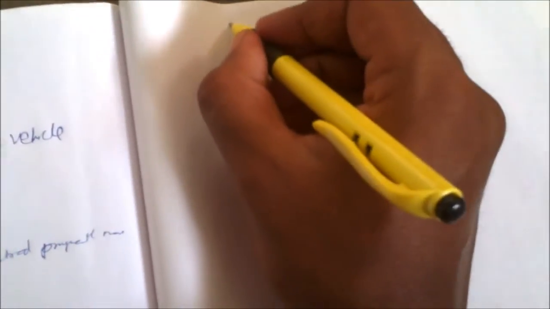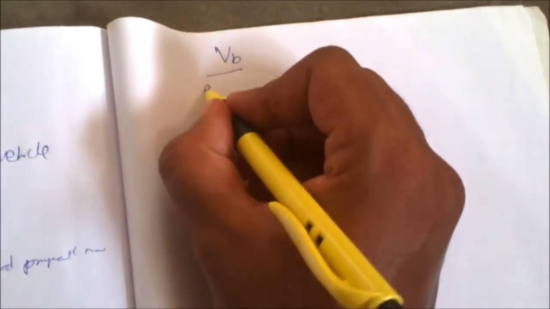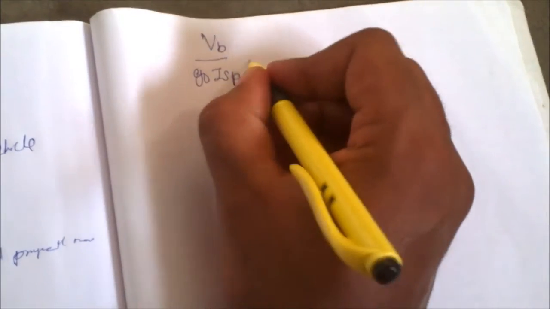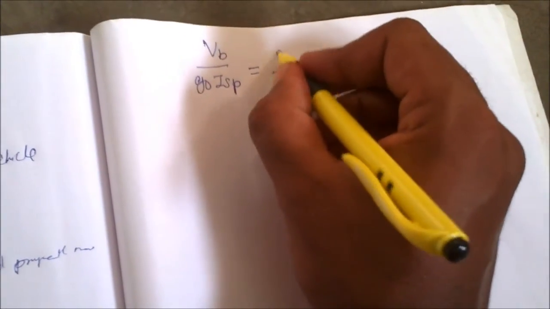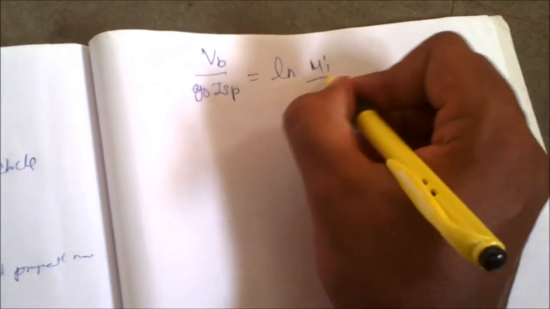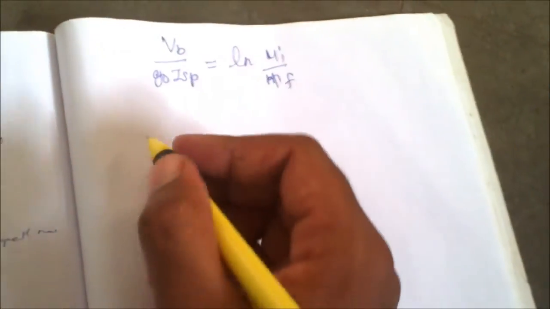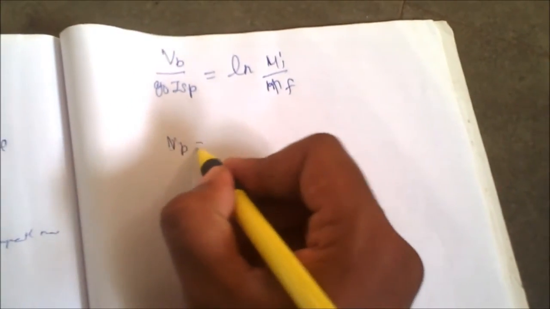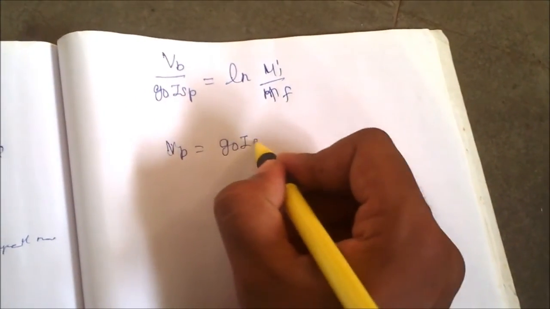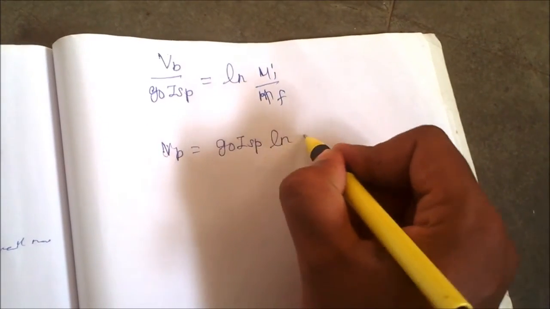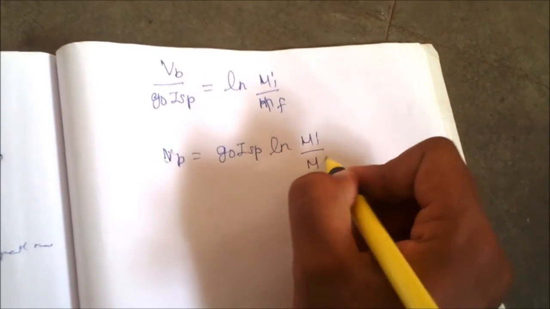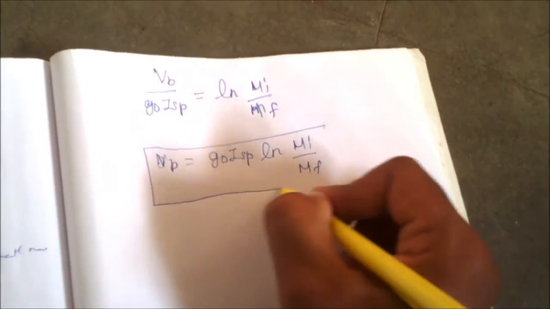Integrating this term will give vb by g naught ISP equal to ln of mi by mf, so vb equal to g naught ISP ln mi by mf. This is the rocket equation.